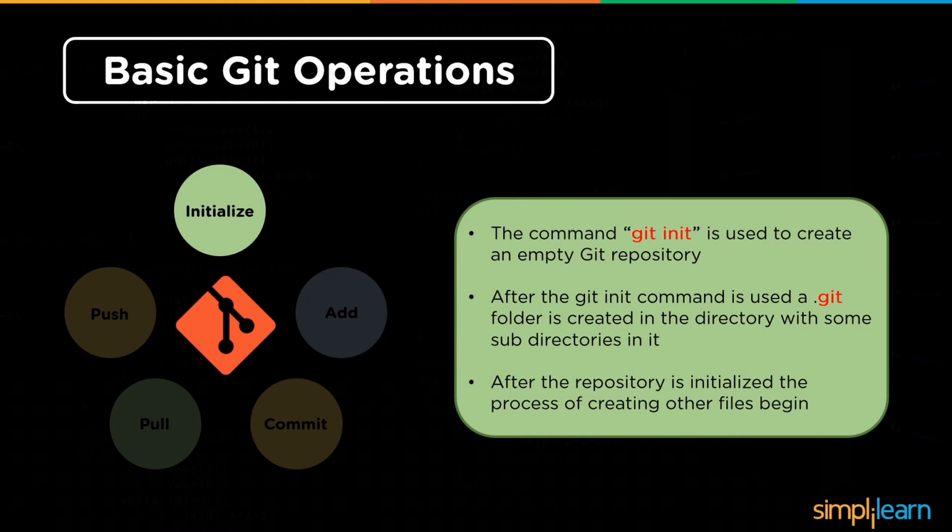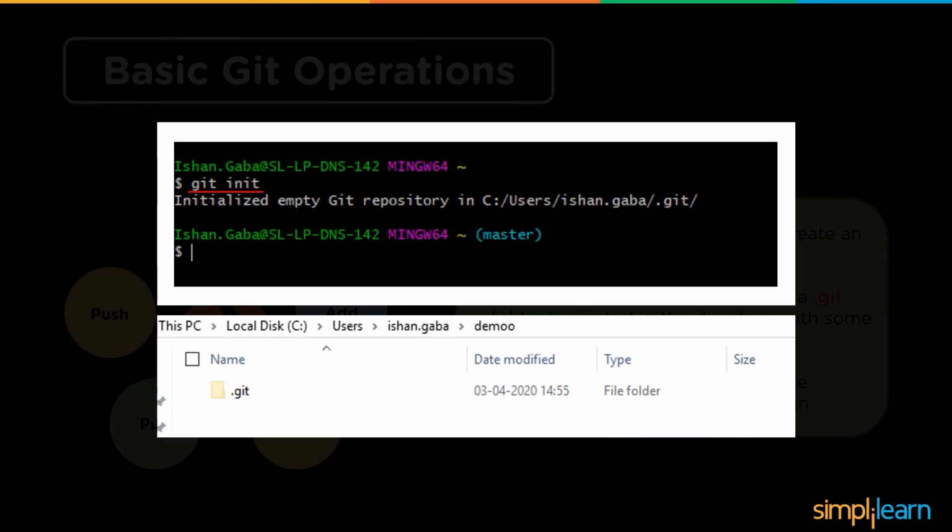Right, once the repository is initialized, you can go ahead and add files, folders, or whatever you want in that repository. In this diagram you can see that when you run the git init command, the .git directory is created, and that's the only folder structure created here.